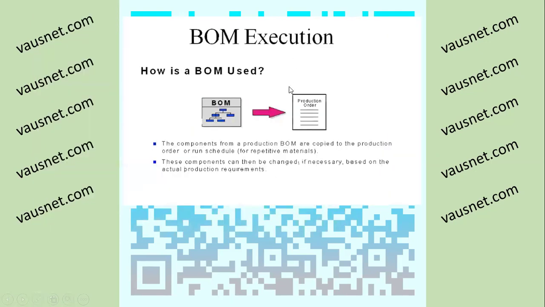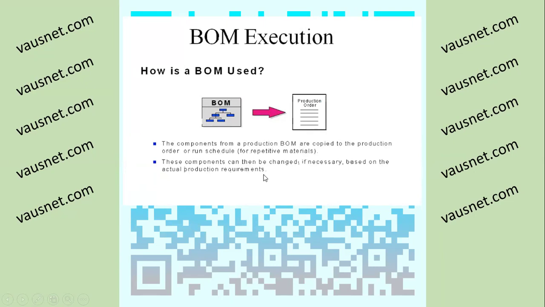BOM execution, how it is used. It is used for production orders, and in production orders, you actually do costing, quantity planning, and production planning, just to see how much of a material will be used to produce a certain batch or a certain stock or a certain finished good. The components from production bills of material are copied to the production order or run schedule. Run schedule is used for repetitive materials. These components can then be changed if necessary based on the actual production requirements.